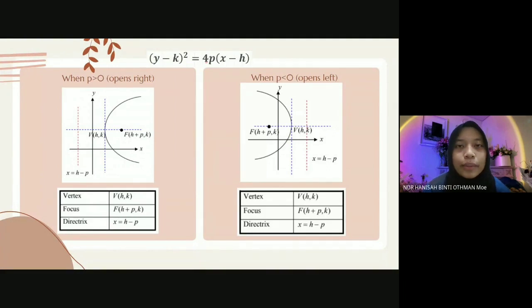There are two formula equations for parabolas. The first one is (y − k)² = 4p(x − h). P is the distance between the vertex and the focus, and also the distance between the vertex and the directrix. When p is greater than 0, it will open right. As you can see in the graph diagram below, the vertex is V(h, k), the focus is F(h + p, k), and the directrix is x = h − p. The same goes for when p is less than 0, where it will open left.